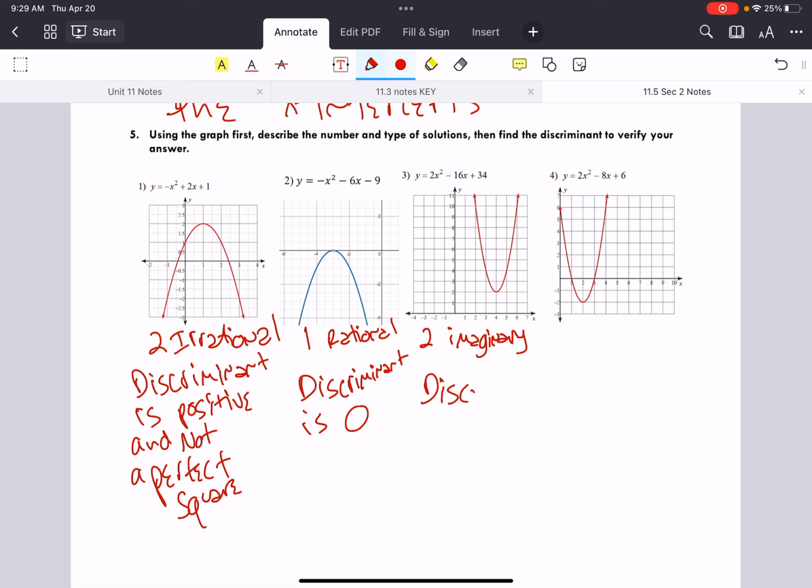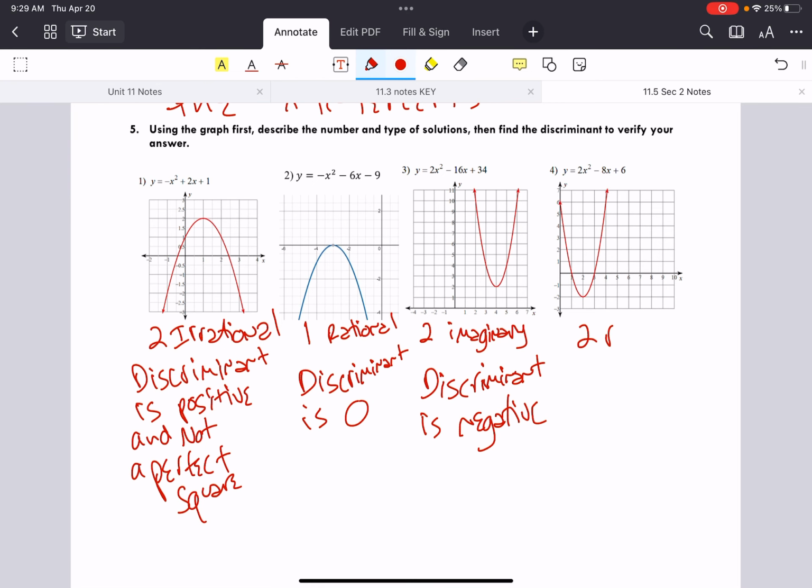Last one. Two x-intercepts, are they whole numbers? So that means there are 2 rational solutions. So what type of discriminant? Perfect. Good job, you guys. I know that was a big lesson. A positive perfect square.